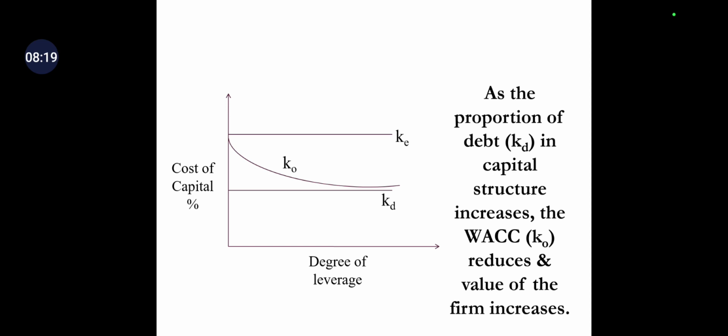So in the NI approach, your value of the firm will increase and the overall cost of capital will decrease. Both cost of debt and cost of equity remain constant, and KO, the overall cost of capital, decreases. Okay, I hope you all understood about the NI approach, that is the net income approach, which was suggested by Durand. Thank you all.